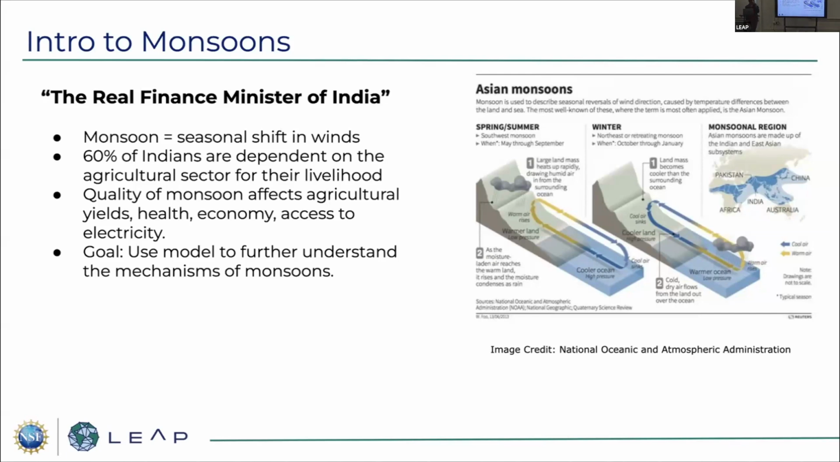And the reason why I wanted to focus on this is because a large portion of India is highly dependent on the monsoon, so much so that it is considered the real finance minister of India, just because of how prevalent and how important it is to the economy. And so the goal of this project was to use the model and the data that we collected to further understand the mechanisms of monsoons and what we can extrapolate from that.